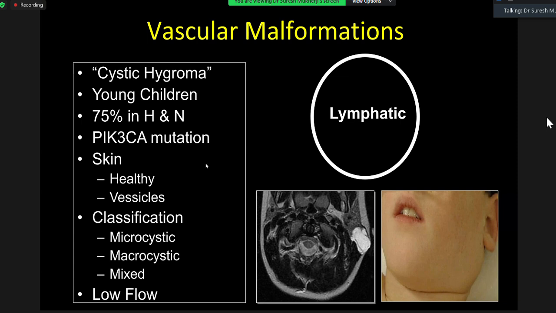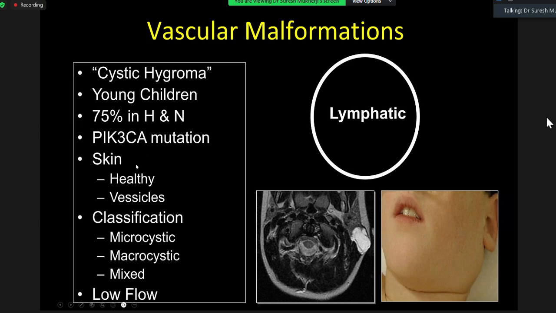75% occur in the head and neck, and like with anything else, they have identified an associated mutation, which is the PIK3C1 mutation. Again, I can remember this on this slide. I think if you ask me by the end of the talk, I probably won't remember that. But you guys are smarter than me. You'll probably remember it, but I'll probably forget it.